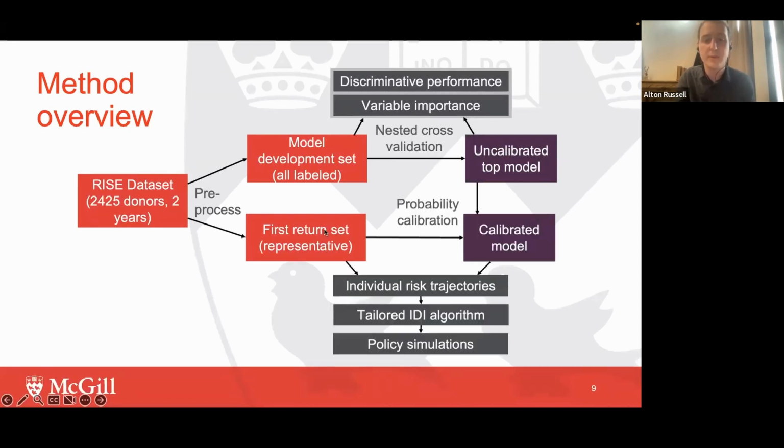And then I use this first return set with a representative distribution of the outcomes when they come back to calibrate the top model. And with that calibrated model, I generated individual risk trajectories. So for each donor, I can estimate their risk of adverse outcomes as a function of how long until they return. And then we developed in this paper just a simple algorithm for tailoring the interdonation interval. And then I generated a pretty simple policy simulation. However, I'll talk to you about the ongoing work we're doing to strengthen these 2 parts, the tailored interdonation interval algorithm and the policy simulation.